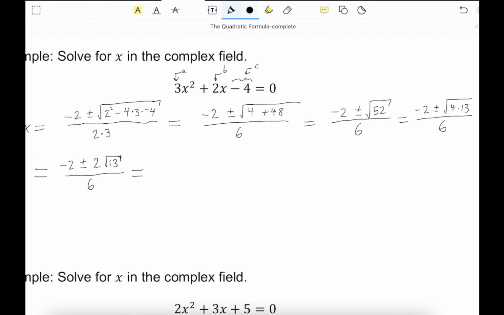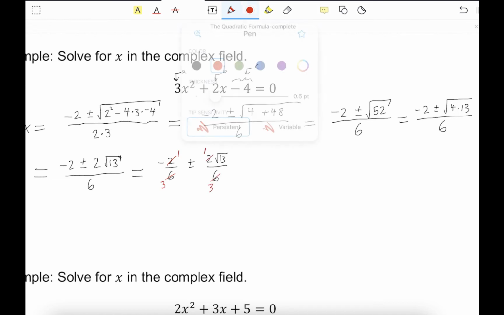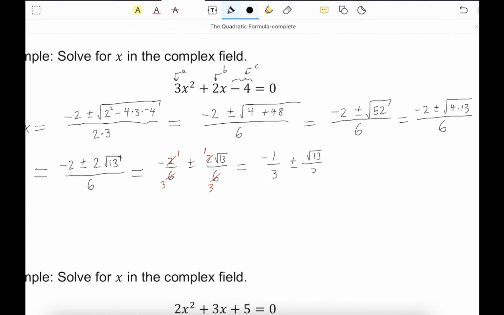Okay. One last step. We'll share the denominator, the 6. I'll say this is negative 2 over 6 plus or minus 2 times the square root of 13 over 6. And I can take out a factor of 2 from both of these. This gives me a 3, this gives me a 1, this gives me 1, this gives me a 3. This is negative 1 over 3 plus or minus the square root of 13 over 3.